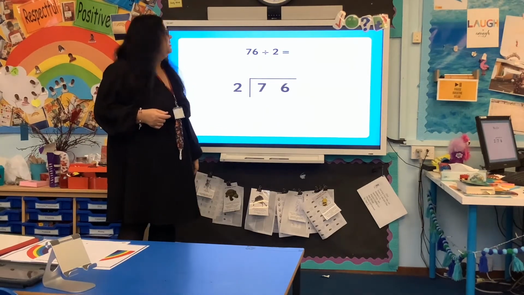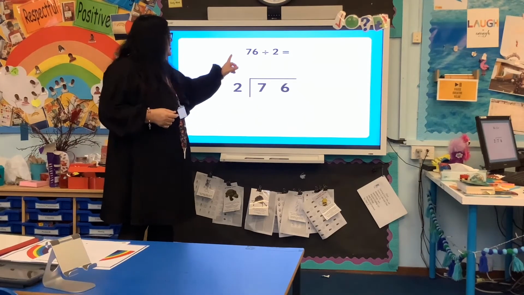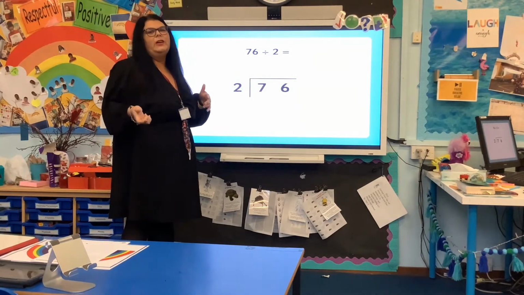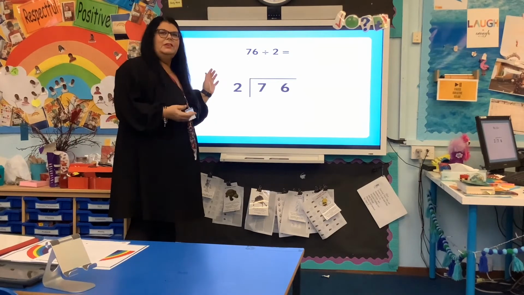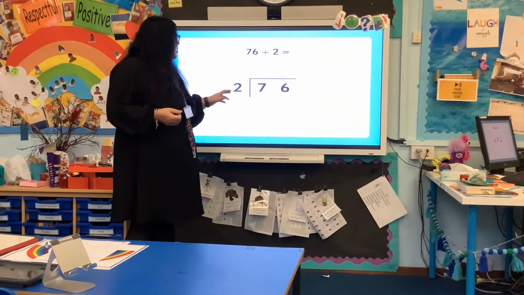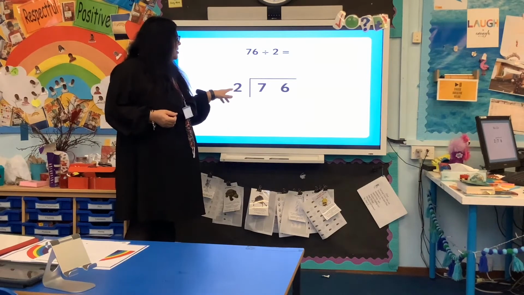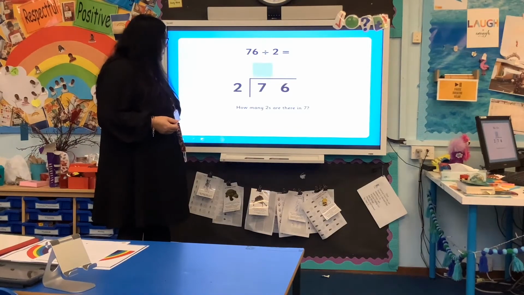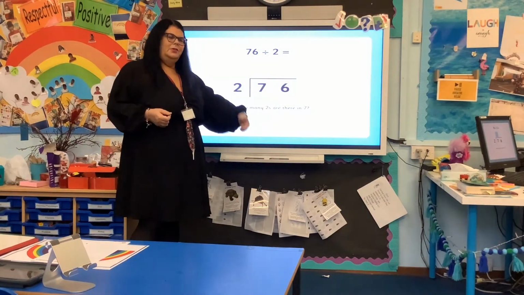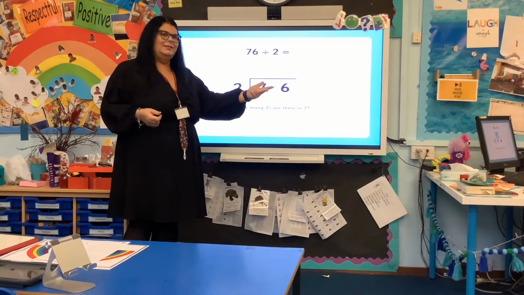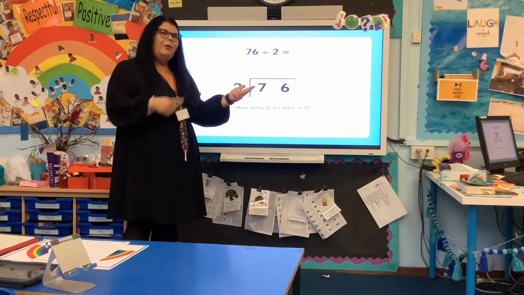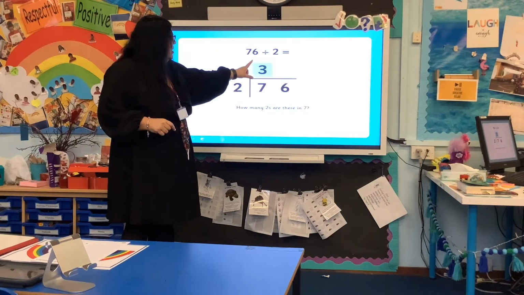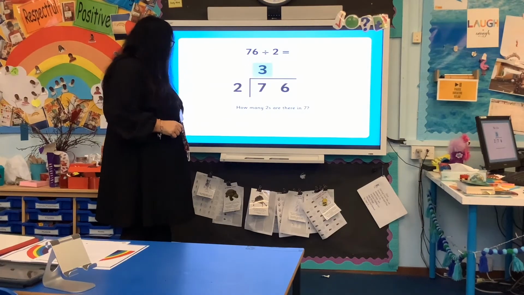So here's another example. This one is 76 divided by 2. Now you might know this mentally. You might think, well, if I'm dividing by 2 it's half. But we're going to show you this so that when you come to do your sheet this helps you. So now I've got 2 outside and I've got 76 in my bus stop. So again, my first question is, how many 2s are there in 7? 2, 4, 6. So there's 3, but I've got 1 left over, haven't I, to get to 7? So here's what happens. I put my 3 there because there are 3 lots of 2 in 7.